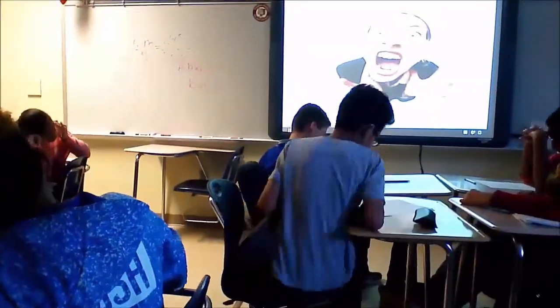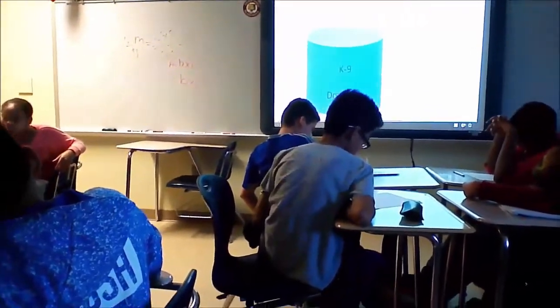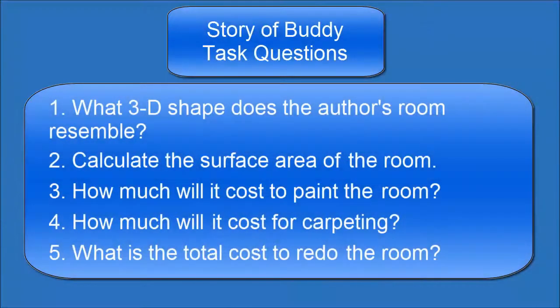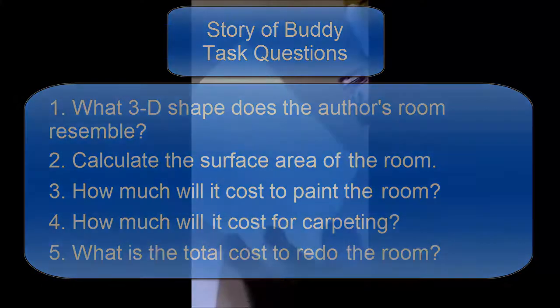As the hook, students read the poem and follow along as they watch a short video clip on the Story of Buddy. The Story of Buddy task questions give students experience solving for surface area with real-world and mathematical problems. This student is applying her understanding to solve for the surface area by using the formula for a rectangular prism and using the information from the poem identifying the dimensions of the walls.